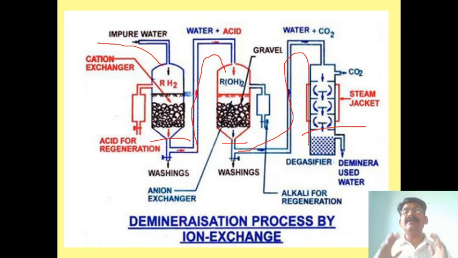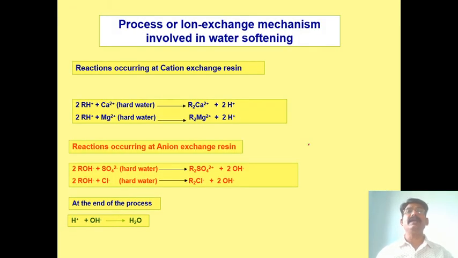Write this process and also write the chemical equations. The chemical equations are the most important part. We know that RH is the resin, and when the hard water containing calcium chloride and magnesium chloride passes through, the cation resin absorbs the Ca 2 plus, forming R2Ca, and an equivalent amount of H plus ions is released. That is the first equation for calcium, and if magnesium chloride is present, we write the second equation. If you can write both equations, it is very good for the cation absorption by the cation exchange resin.